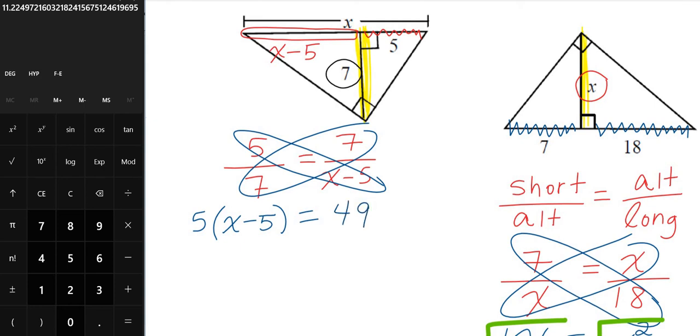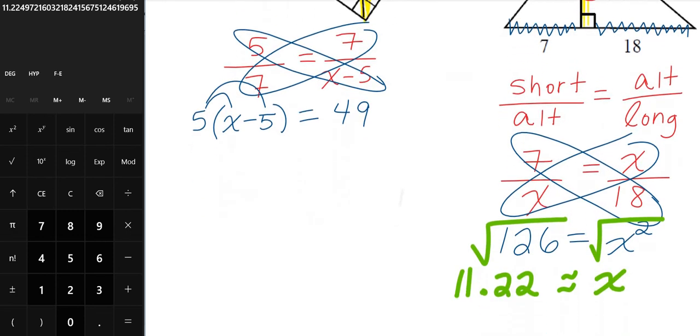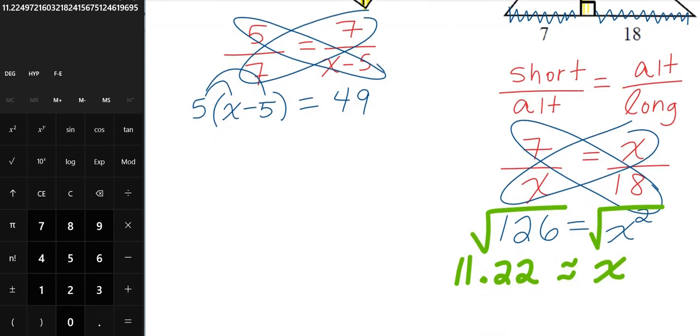Now you have a choice. You can distribute the 5 to both terms, or one of the tricks I like to do is I like to divide both sides by 5 right away to get rid of this 5 in front of the parentheses. I'll go ahead and distribute because I think that's what most people are used to. So let me go ahead and distribute. 5 times x is 5x. 5 times negative 5 is negative 25. Equals 49.